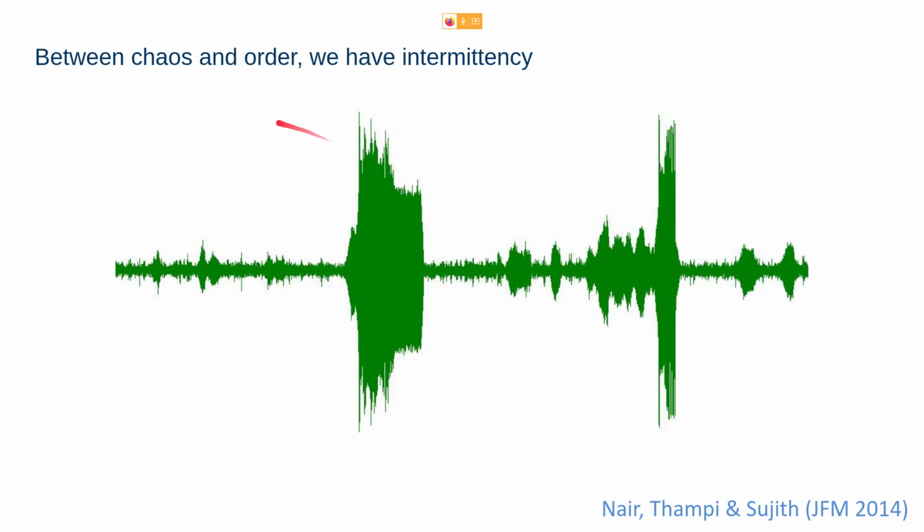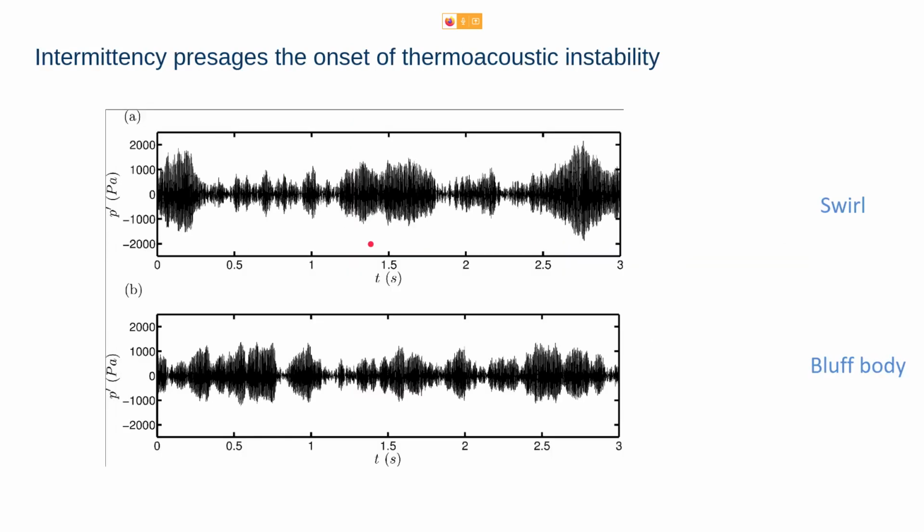Now we have seen that in between chaos and order, intermittency is demonstrated by the system, and we see that intermittency presages the onset of thermoacoustic instability. It's not a single state shown by a single combustor; it is seen in most combustors that intermittency presages the onset of thermoacoustic instability. Here we have shown a swirl stabilized combustor and a bluff body stabilized combustor. We can see that there are small periodic oscillations present in the system, and both signals demonstrate intermittency-like behavior within the chamber.